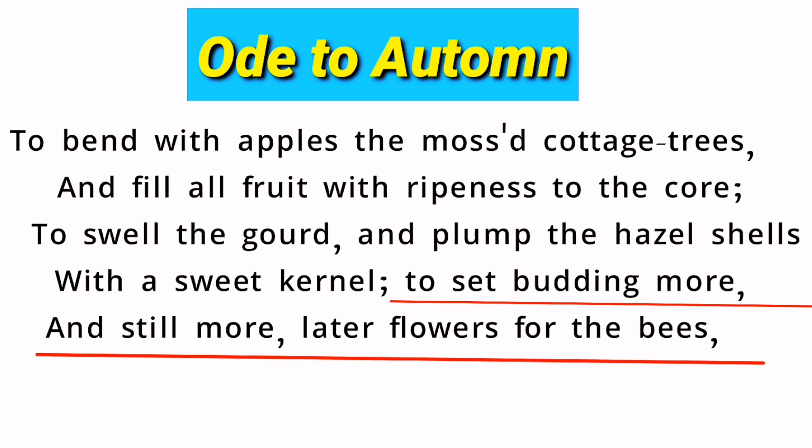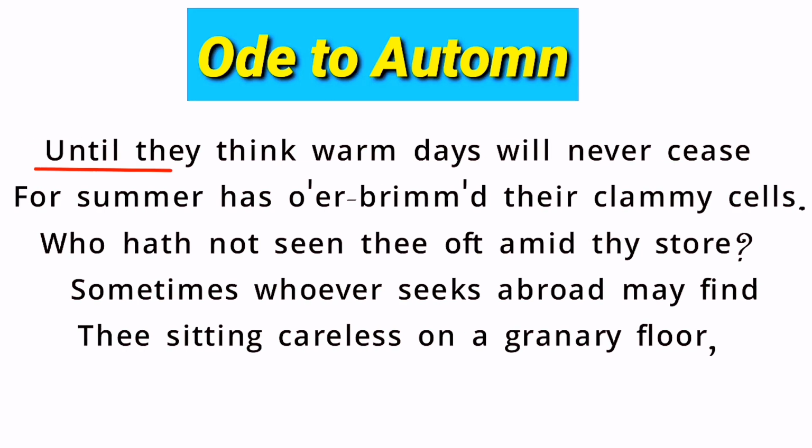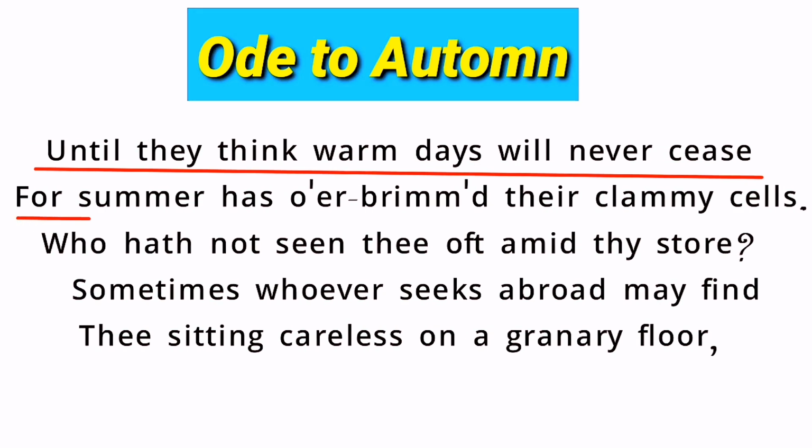This line suggests that autumn is also a time for new growth, as it is setting budding more flowers for the bees. The word still suggests that there is an abundance of flowers, while the word later suggests that they are coming later in the season than usual. Until they think warm days will never cease, for summer has o'er-brimmed their clammy cells. This line suggests that the bees are so busy gathering nectar from the flowers that they think that the warm days will never end. The word clammy suggests that the cells of the flowers are full of nectar.